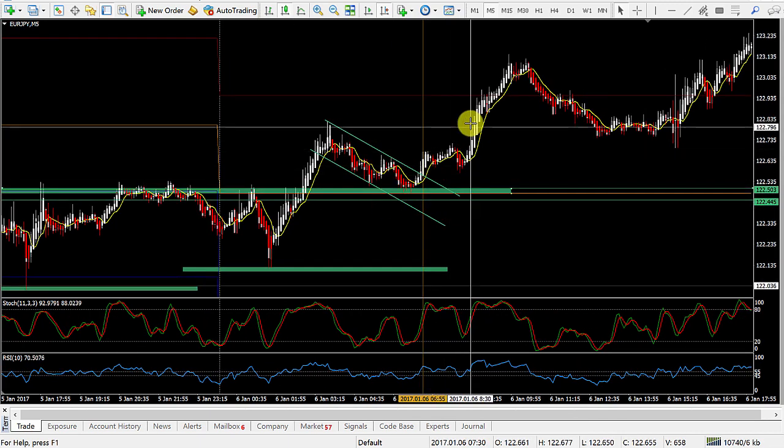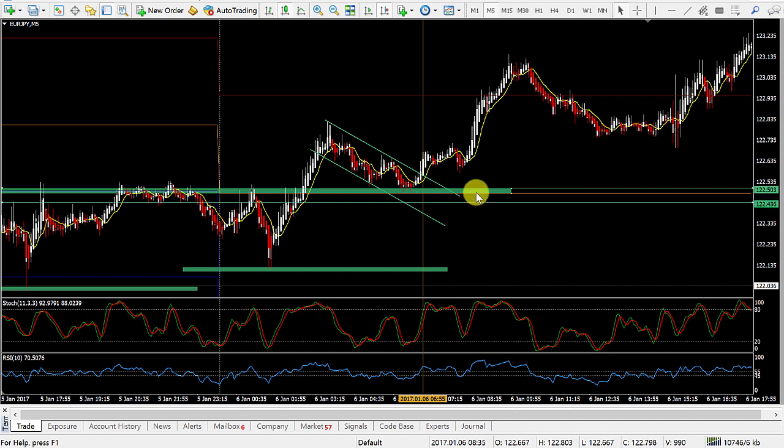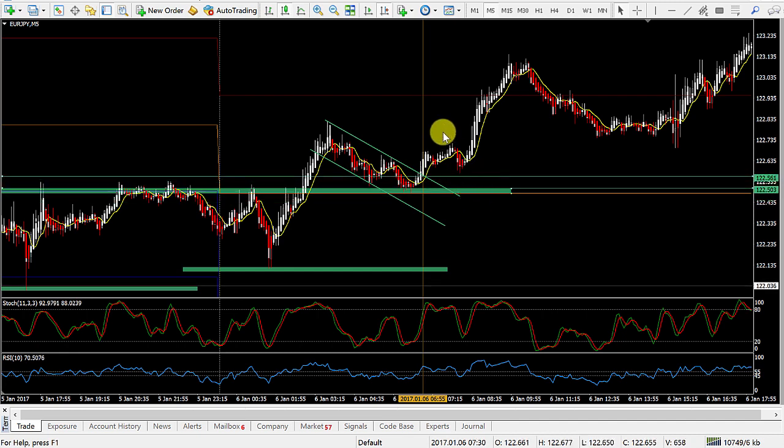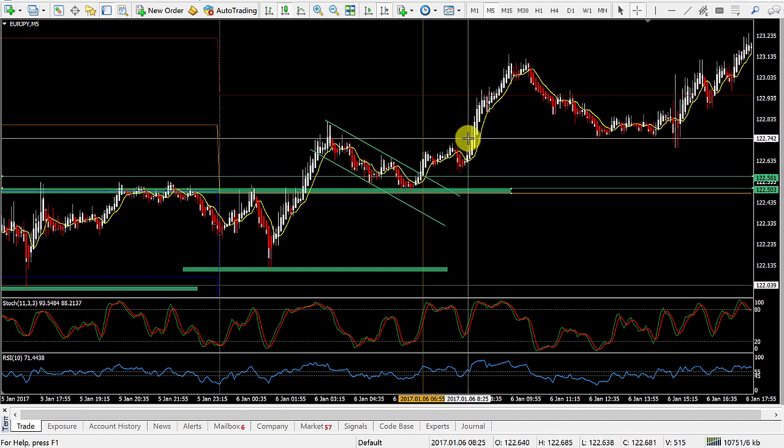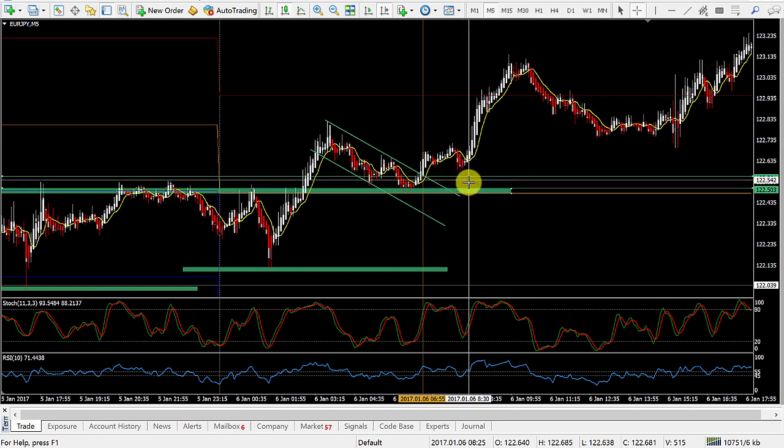And then we make this swing. Now is the time to move my stop behind the swing, and we are locking in a little bit of profit.